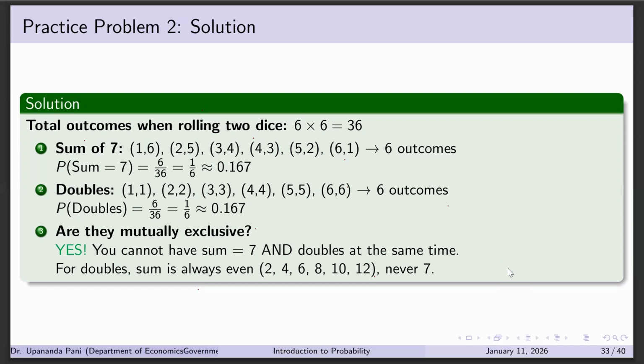Are they mutually exclusive? Yes. You cannot have sum 7 and doubles at the same time. For doubles, the sum is always even: 2, 4, 6, 8, 10, 12. Never is it 7. Is it clear?